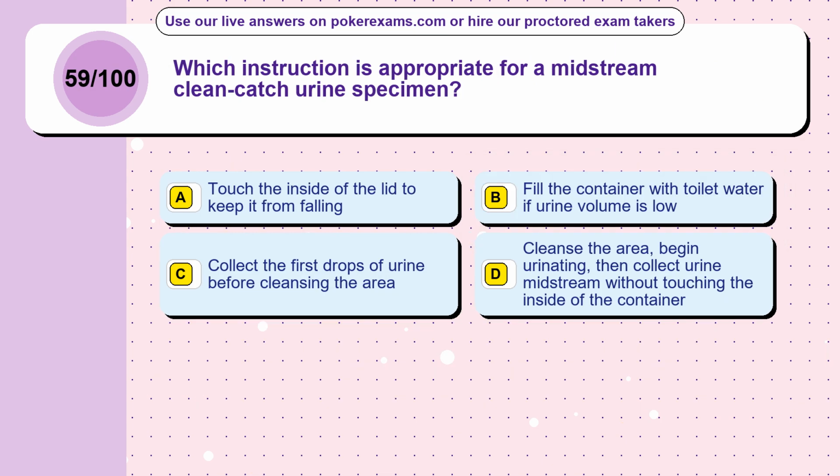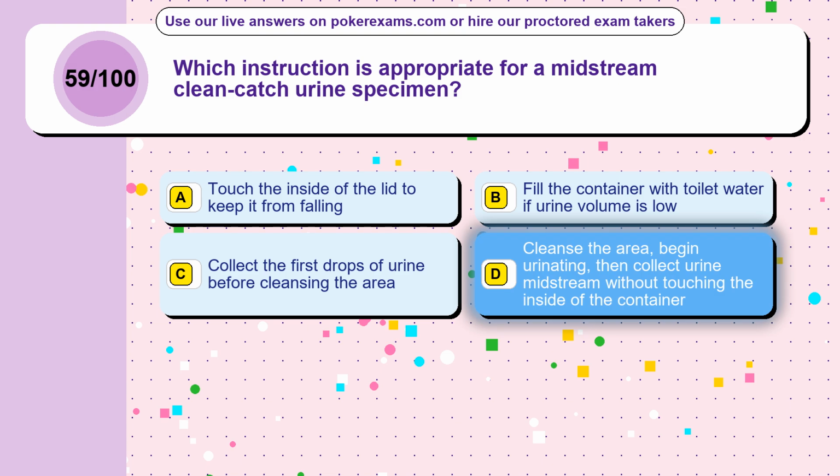Question 59. Which instruction is appropriate for a midstream clean catch urine specimen? Option A. Touch the inside of the lid to keep it from falling. Option B. Fill the container with toilet water if urine volume is low. Option C. Collect the first drops of urine before cleansing the area. Option D. Cleanse the area, begin urinating, then collect urine midstream without touching the inside of the container. The correct answer is option D.